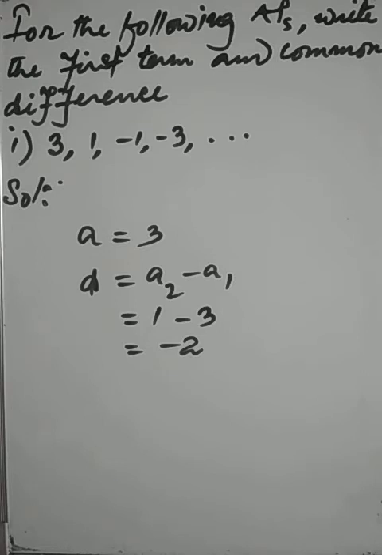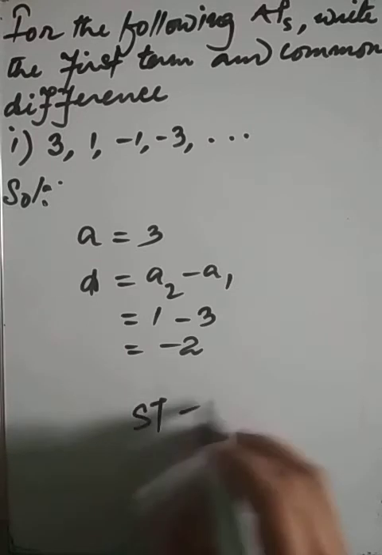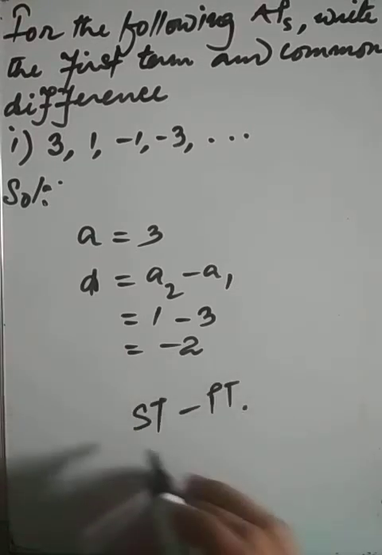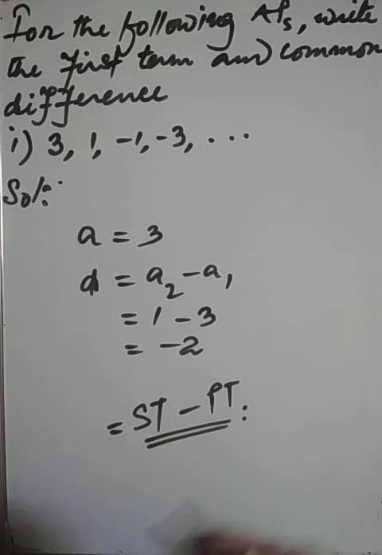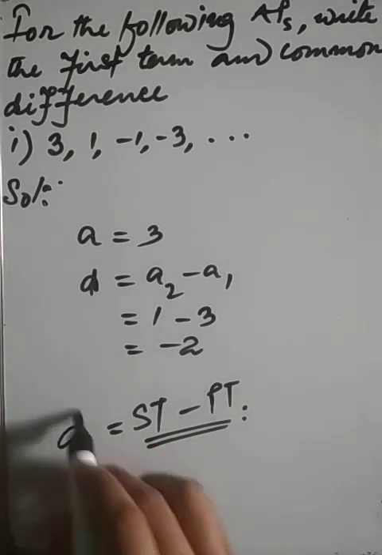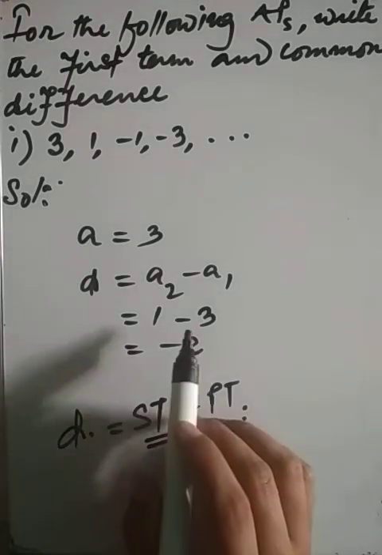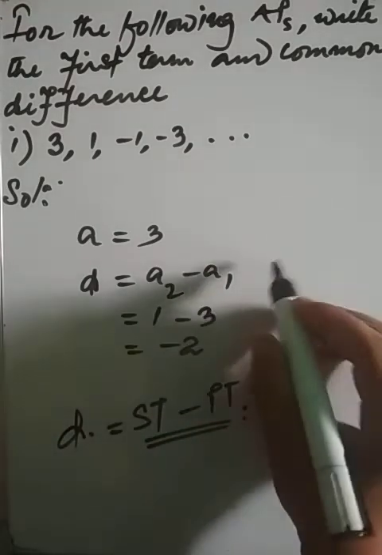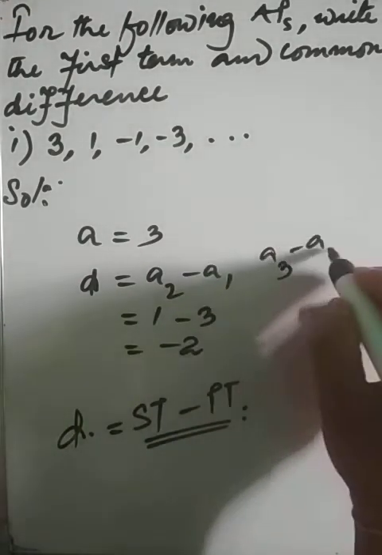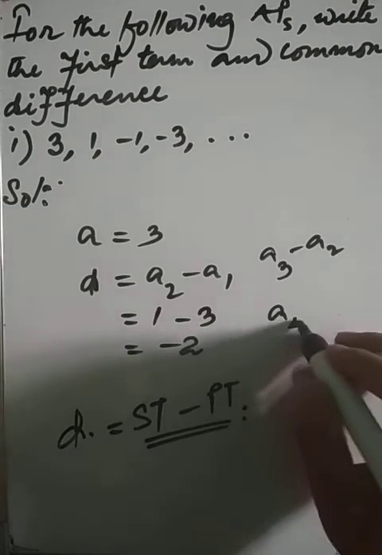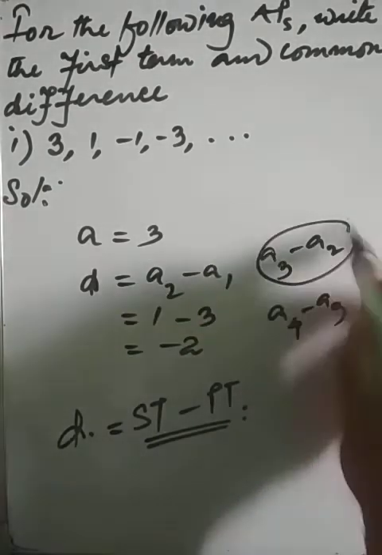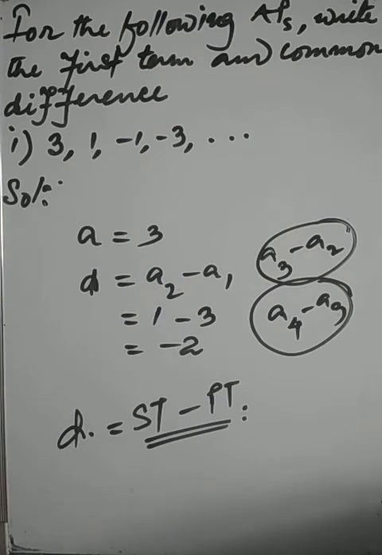So for finding the common difference, you can take any two consecutive terms, and then succeeding term minus preceding term. Then this difference will give you the value of the common difference. So instead of taking here a2 minus a1, you can take a3 minus a2 as well. You can even take a4 minus a3. All these will give equal value. So we'll be moving to the next question.